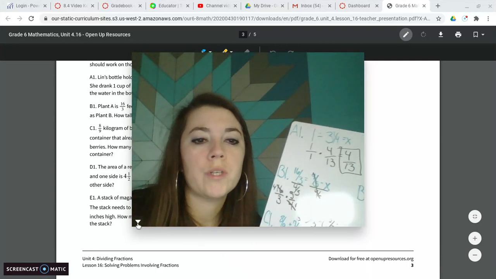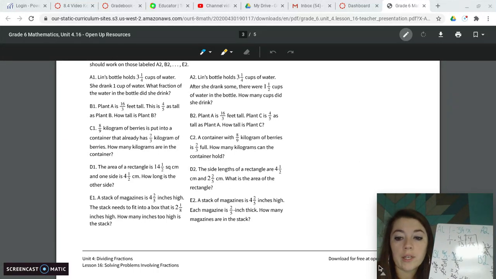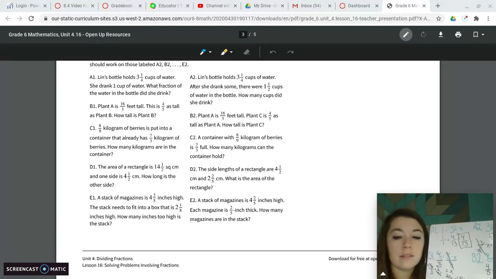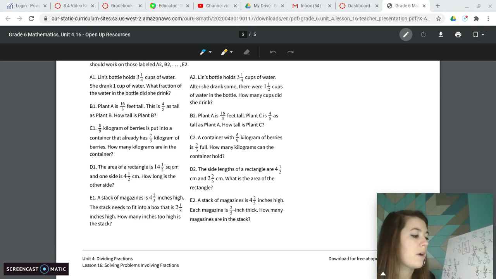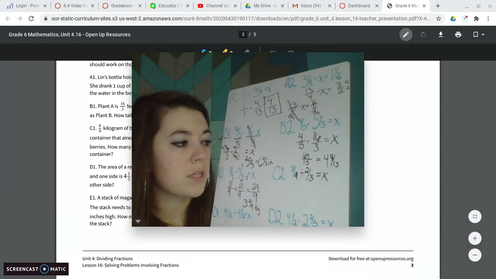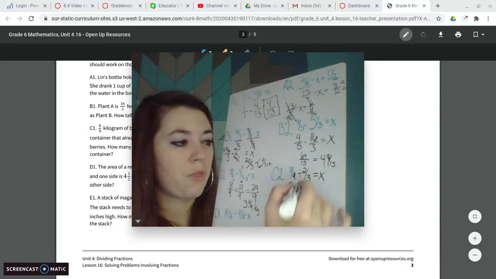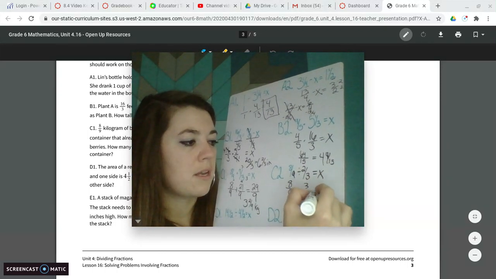All right, for C2, a container with 8/9 gram of berries is 2/3 full. How many kilograms can the container hold? So we're looking at a division problem essentially. So we're going to take our 8/9 and divide it by 2/3 to find out how much it can actually hold. So 8/9 divided by 2/3 equals x. So same, times flip. 8/9 times flip our 2/3.